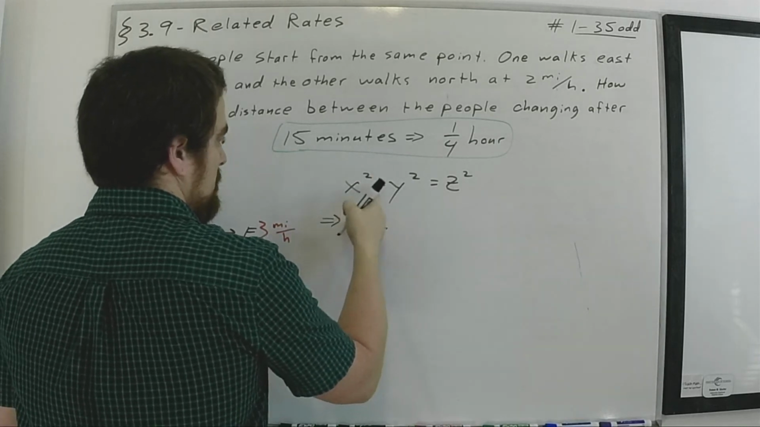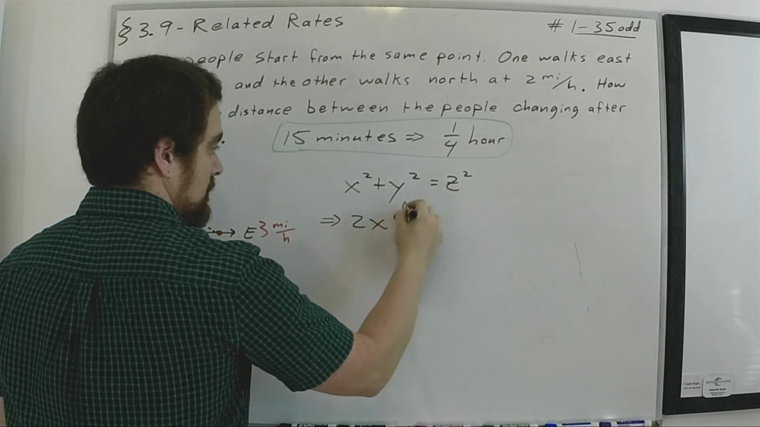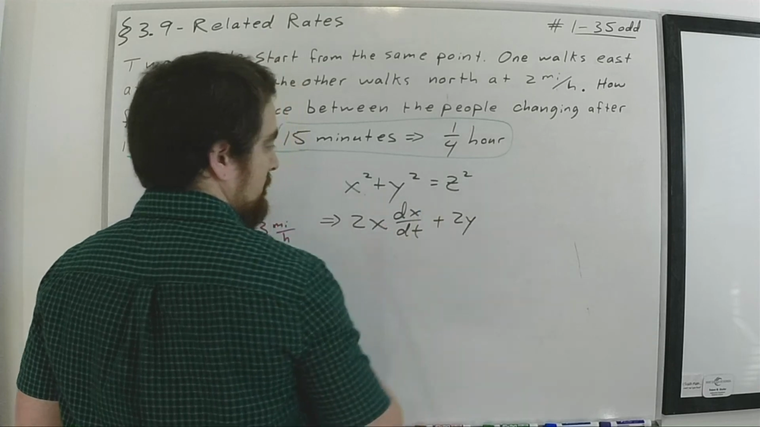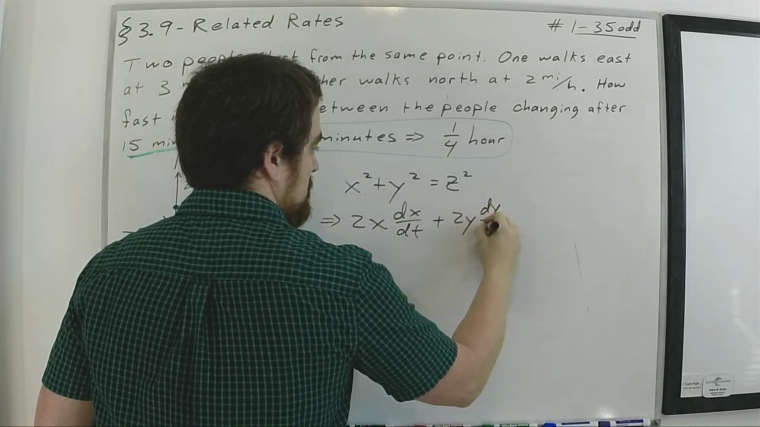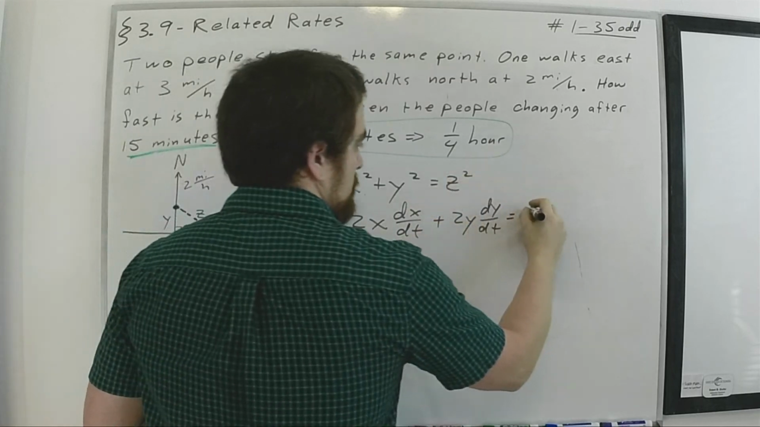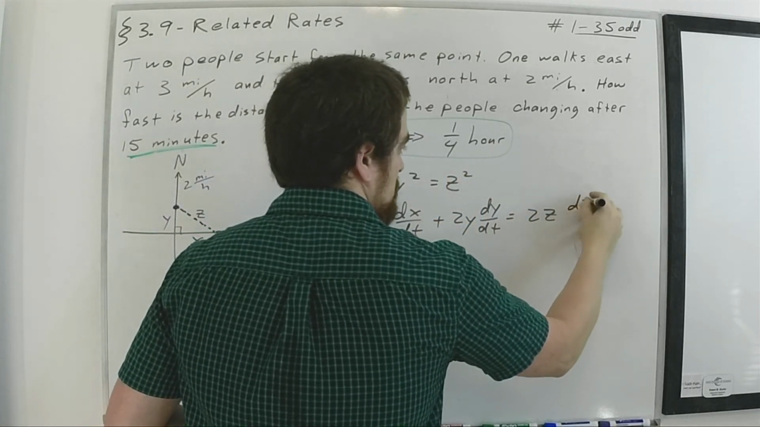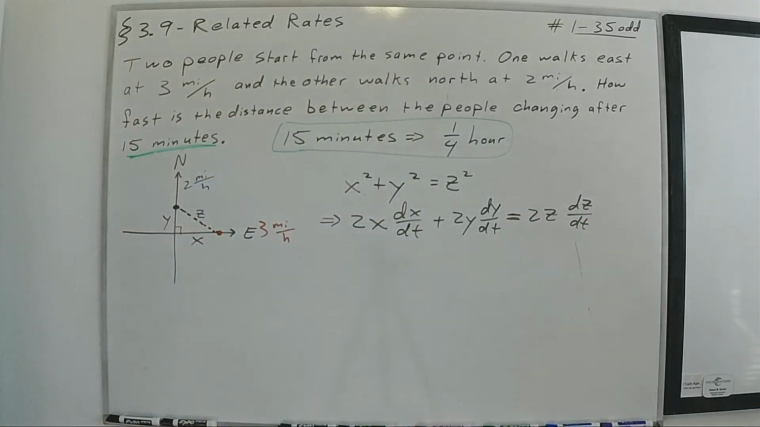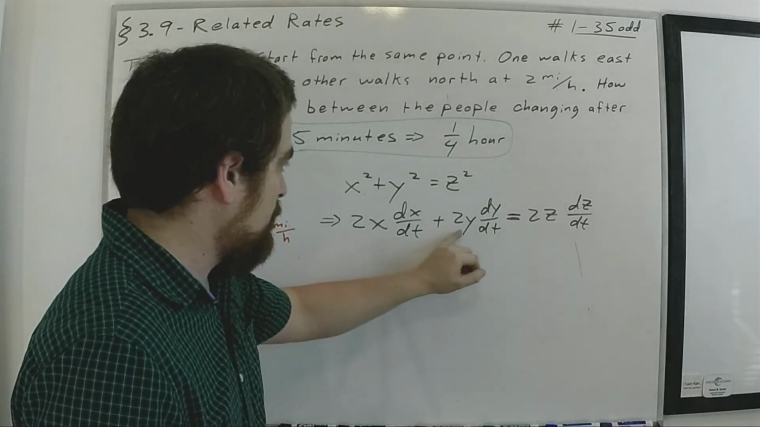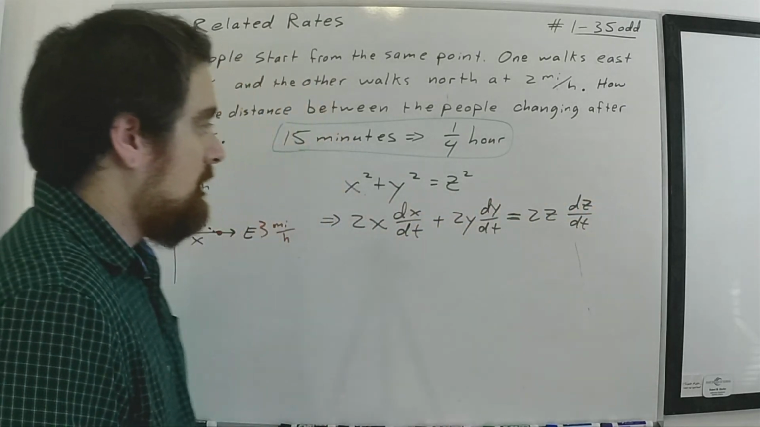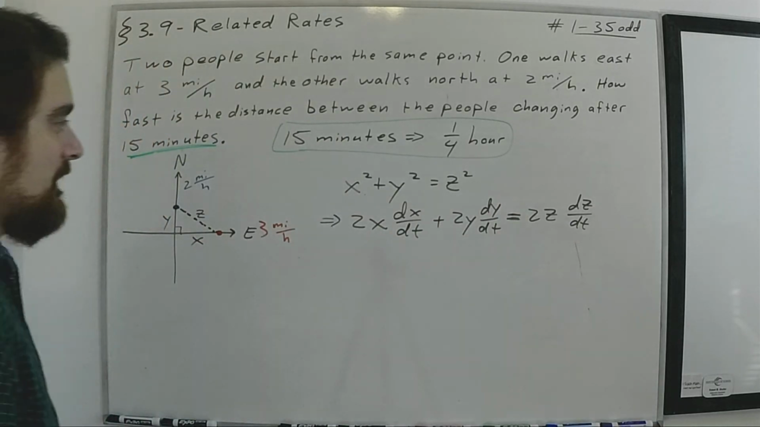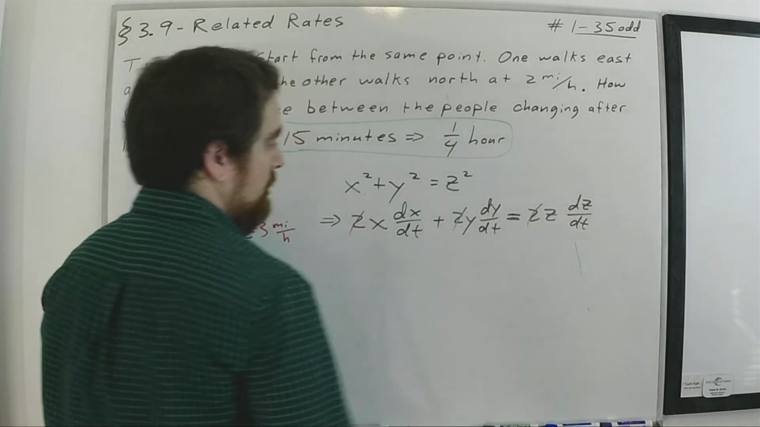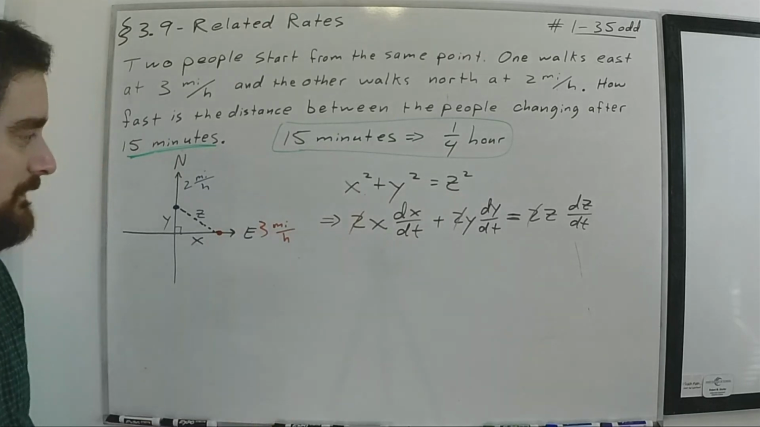So I'll differentiate 2x to the first, but then I need dx dt for chain. Plus, I'll differentiate 2y to the first power, but then I need dy dt, chain rule. Equals, again, 2z is a function of t, so I need dz dt, again, chain rule. One thing we could do to simplify the process at this point is the left is all multiplied by 2, common factor. The right is multiplied by 2. We could divide both sides by 2 and clean this up pretty quickly. All right, if I factor out the 2 and then divide both sides by 2, I can get that to look a little nicer.